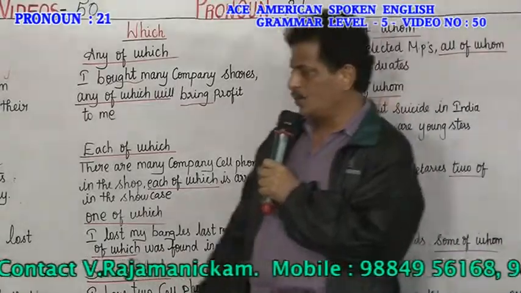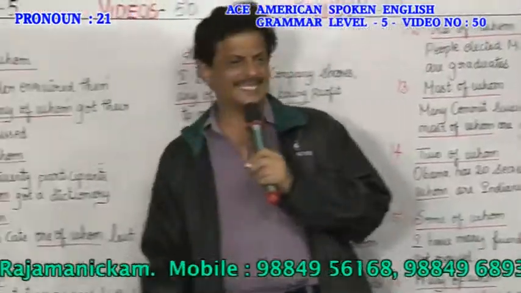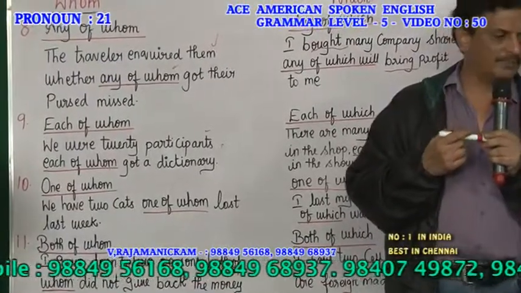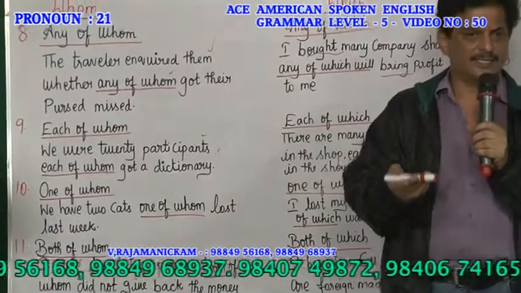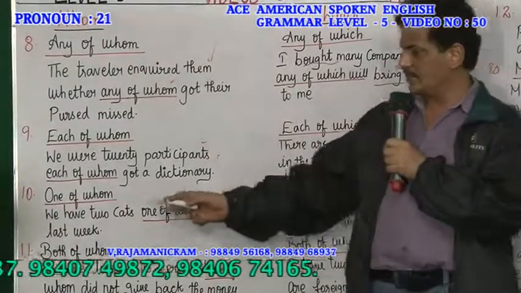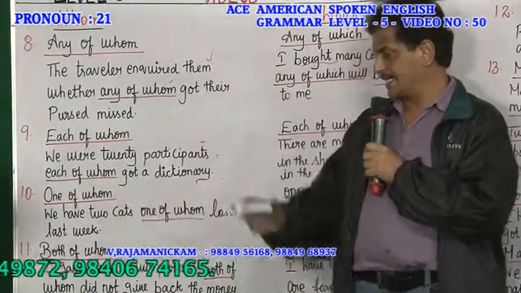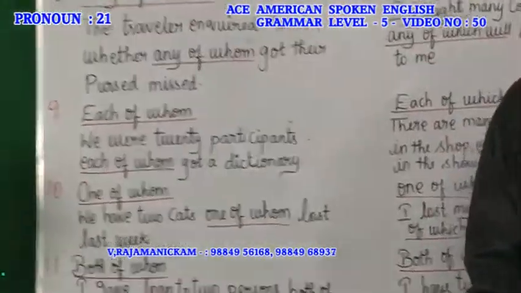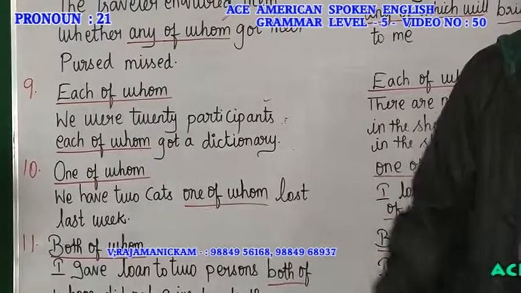Now coming here, one of whom. We have two cats. Of course, in the home, if you have a cat, you call some name, puppy, Missy, Nasi, or whatever names you can use. We have two cats. So we is the subject, have is a verb. How many cats do you have? Two cats. So two cats becomes the object.